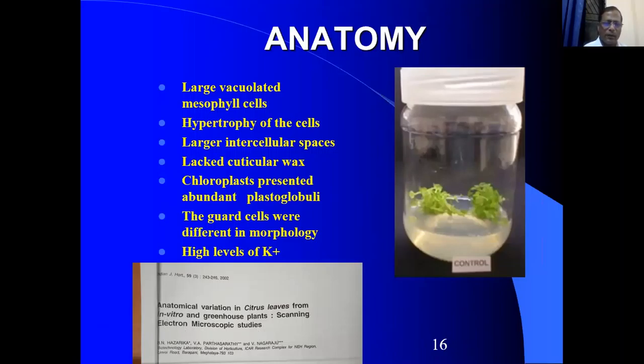this has also been published in another journal, Indian Journal of Horticulture. What happens in the case of in vitro culture plants? If you go to the plant anatomy under scanning electron microscopy study, it is seen that large vacuolated mesophyll cells are there, hypertrophy of the cells, larger intercellular spaces, lack of reticular waxes, chloroplasts present abundant plastoglobuli, guard cells were different in morphology, and there is a high level of potash. So this is how it is.